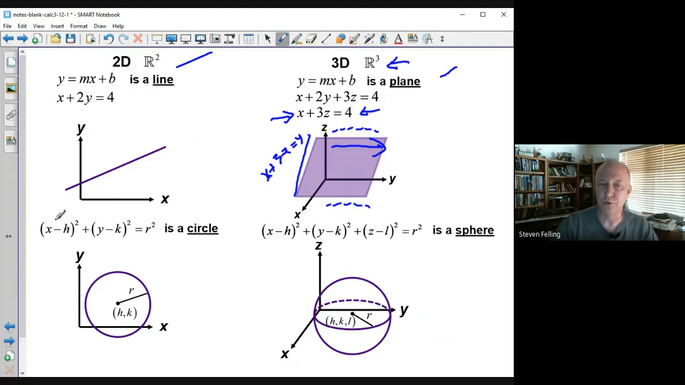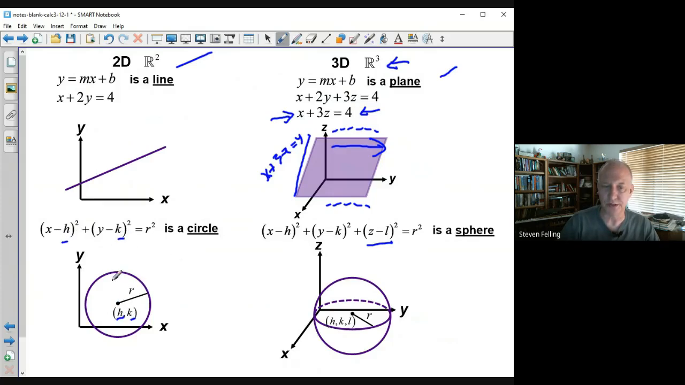If we have an x squared term and a y squared term in 2 dimensions, then that forms a circle, right? And the term out here is the radius squared. If we add a z squared term, so we have an x squared term, a y squared term, and a z squared term, then that forms a sphere, which is a 3-dimensional version of a circle, right? And of course, the center here, h, k, is represented here.